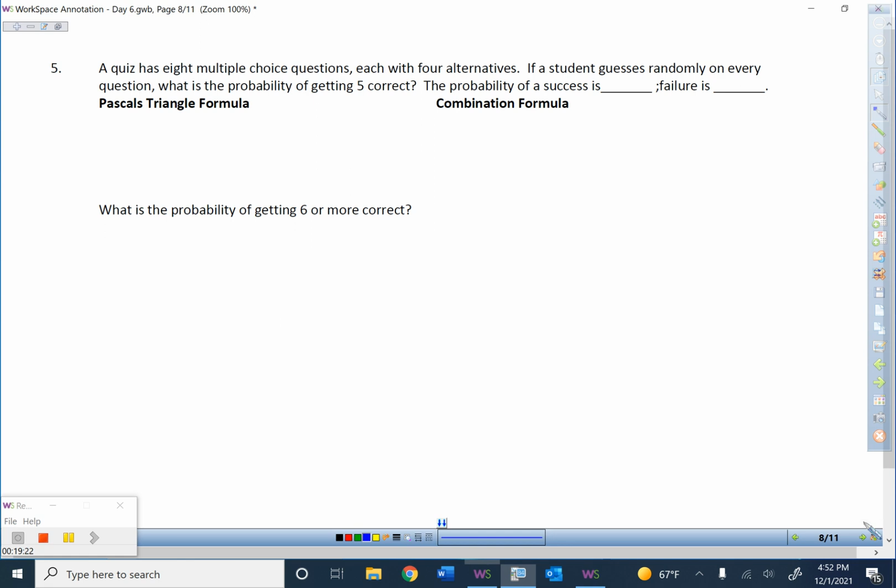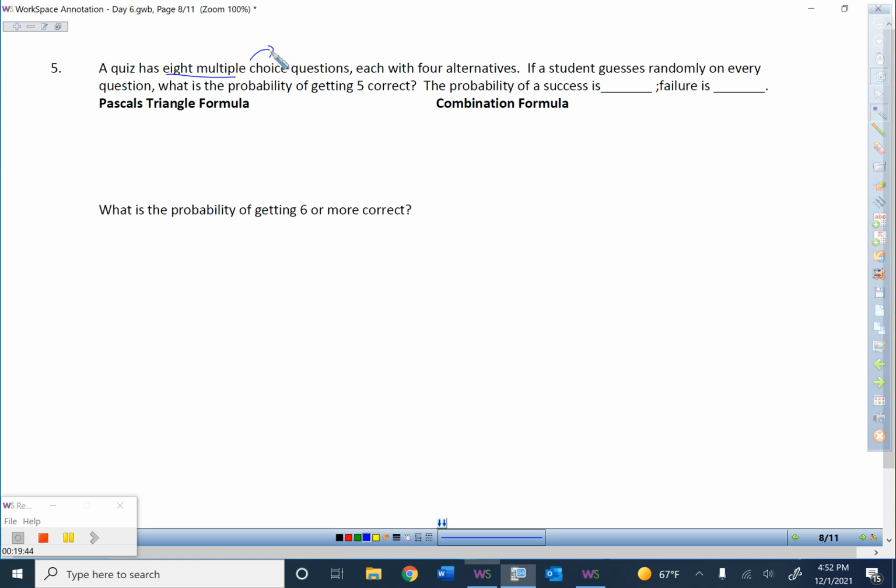Alright, 8 multiple choice. We have to do Pascal's and combination for here on your homework. I really don't care which one you use. Okay, so 8 means the 8th row. What I want you to do is write down your 8th row of Pascal's triangle. I'll give you a minute to do that. And then what we're going to do is look at how we can find the probability of getting 5 of those 8 correct.